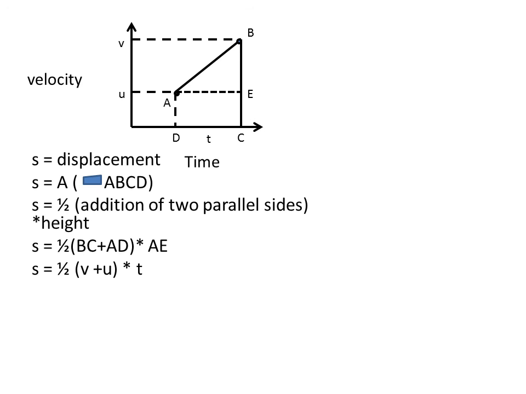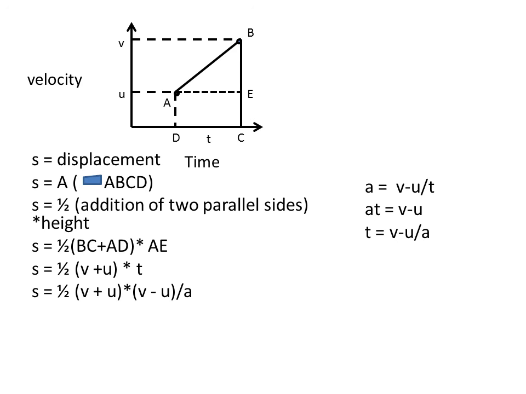What can be done? Can we simply erase that? No. We are supposed to write down something which is equivalent to this t. So what to do now? Again, we will take the help of the formula for acceleration. A is equal to v minus u upon t. Let us rearrange the terms and then we will get t is equal to v minus u upon a. Let us substitute this value for t here in this case. S is equal to half v plus u into v minus u upon a. Instead of t, what have we substituted? V minus u upon a.